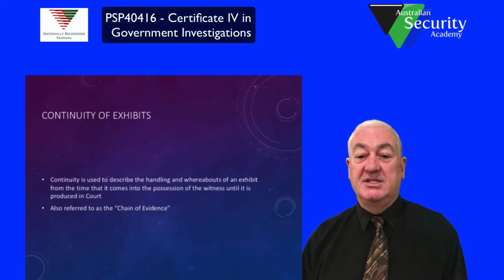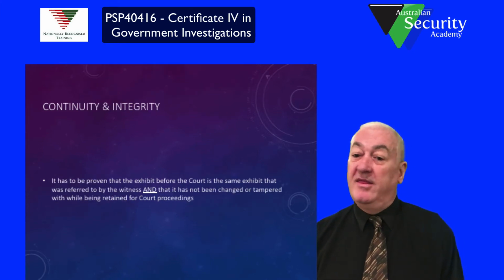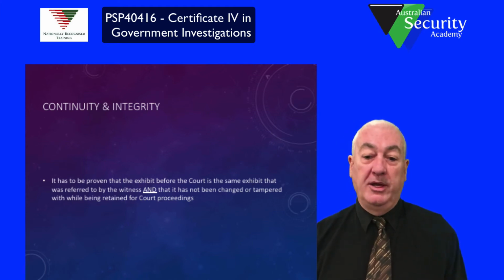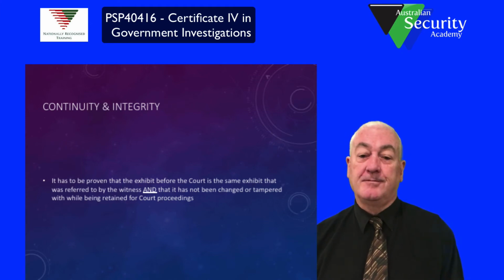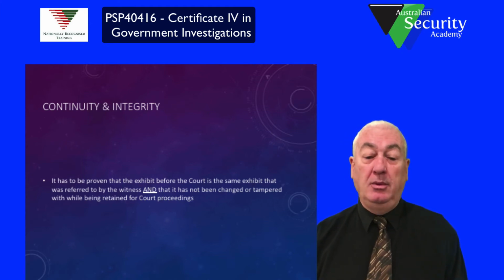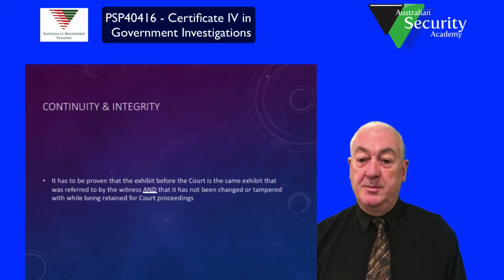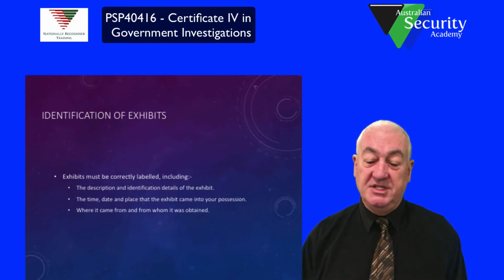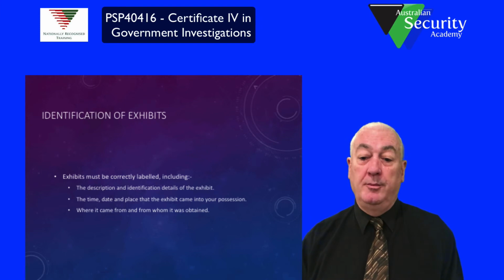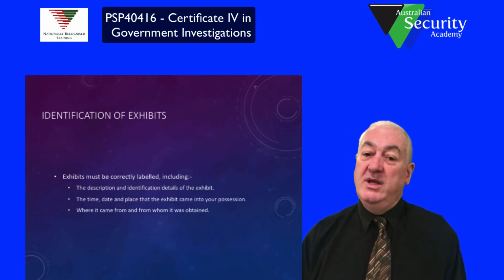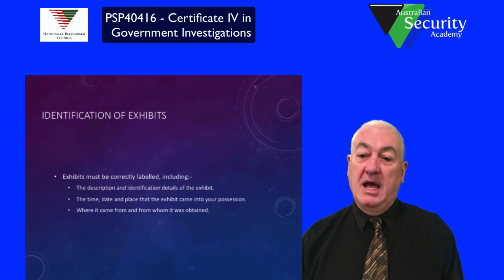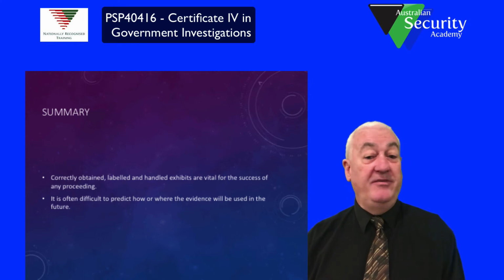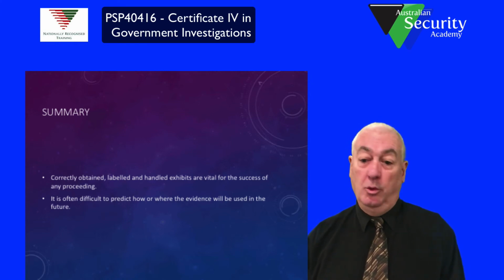It has to be proven that the exhibit before the court is the same exhibit that was referred to by the witness and that it hasn't been changed or tampered with while being retained for court proceedings. Exhibits must be correctly labelled, including the description and identification details of the exhibit, the time, date and place that the exhibit came into your possession, where it came from and from whom it was obtained. So in summary, correctly obtained, labelled and handled exhibits are vital for the success of any proceeding. It is often difficult to predict how or where the evidence will be used in the future.